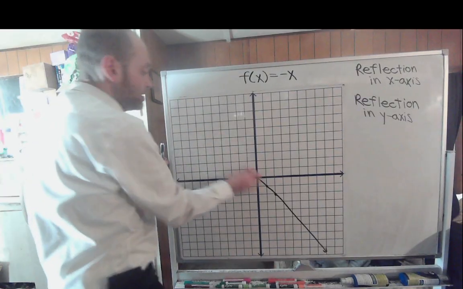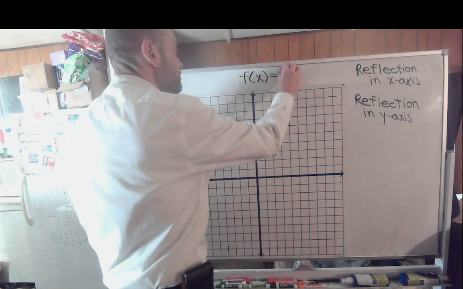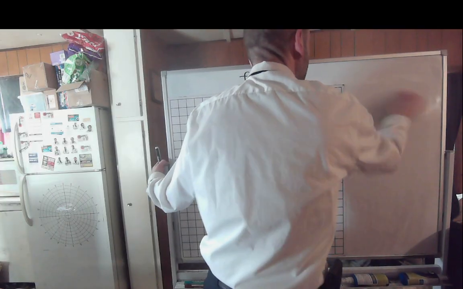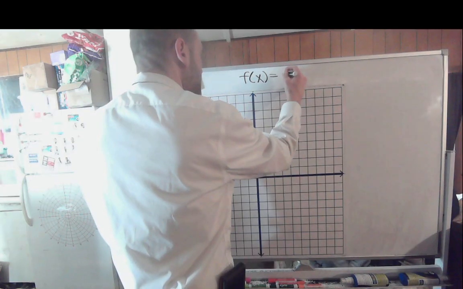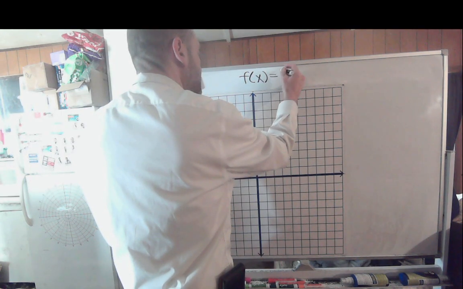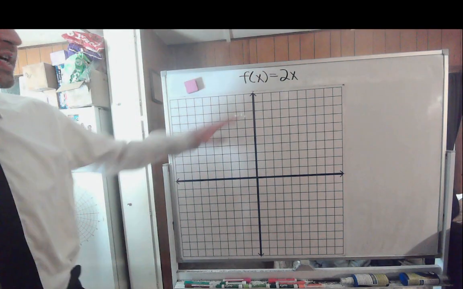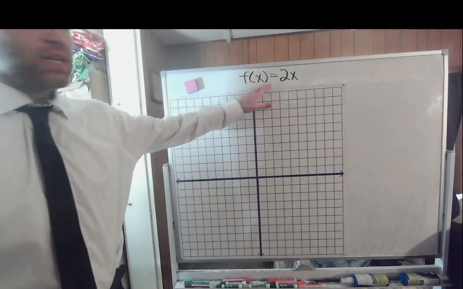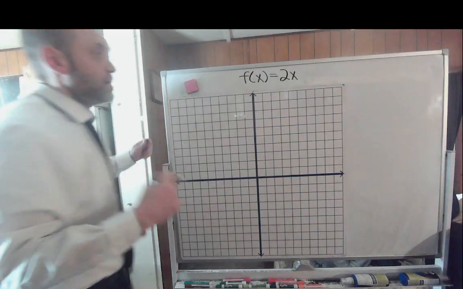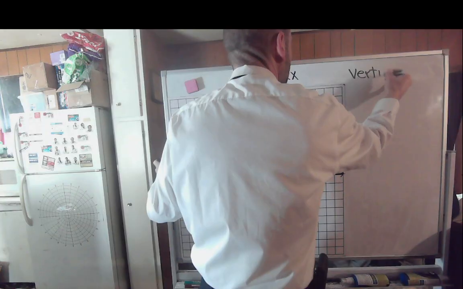All right, let's do some non-rigid transformations of this. So let's say I have f of x equals 2x. So this time f of x equals 2x. This would be the same as 2 times f of x, right? So I have a vertical stretch of 2.